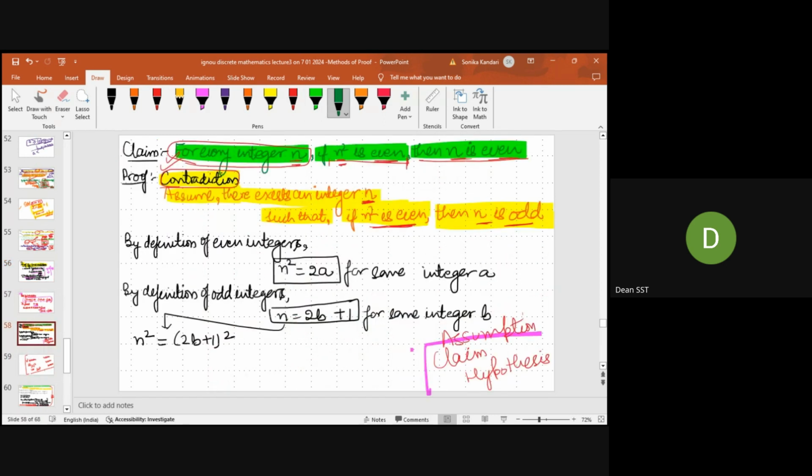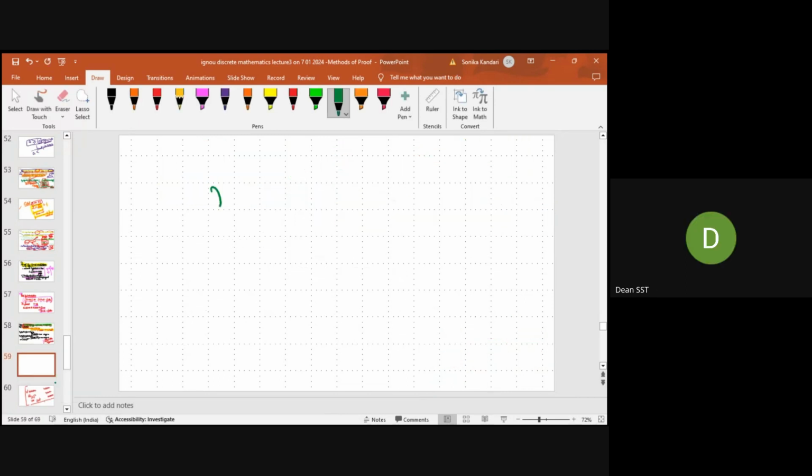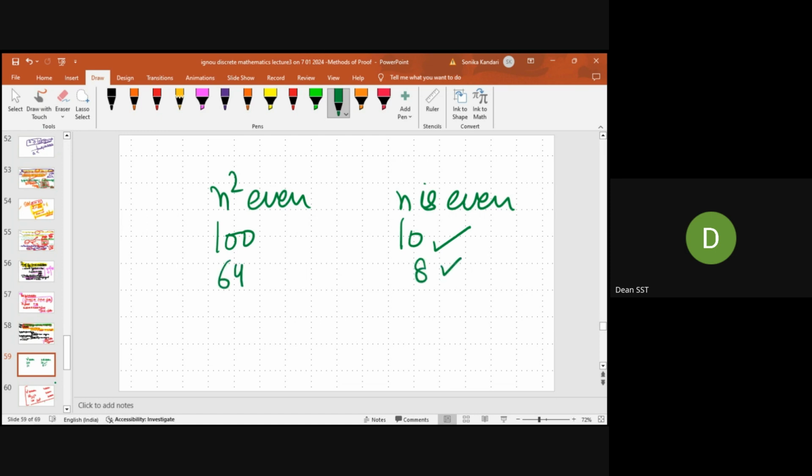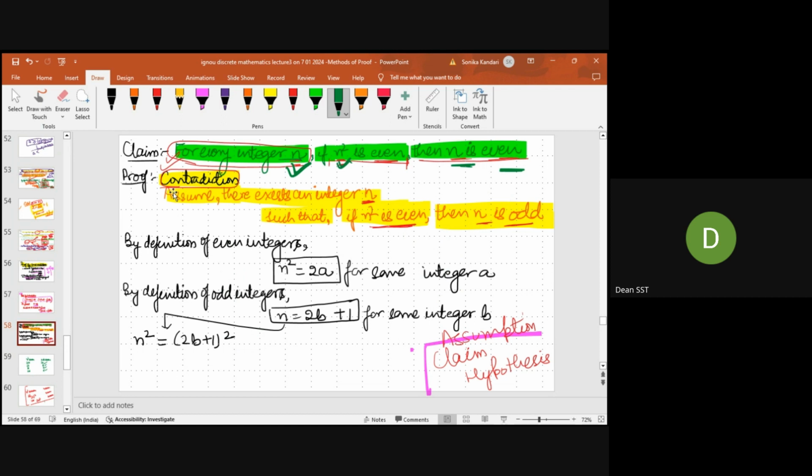So here we have the question: for every integer n, if n square is even, then n is even. Now you understood the question? If n square is even, it means n is even. n square is 100, so 10 is even. n square is 64, 8 is even. n square is 16, 4 is even. 36, 6 is even. This is the meaning of the statement.